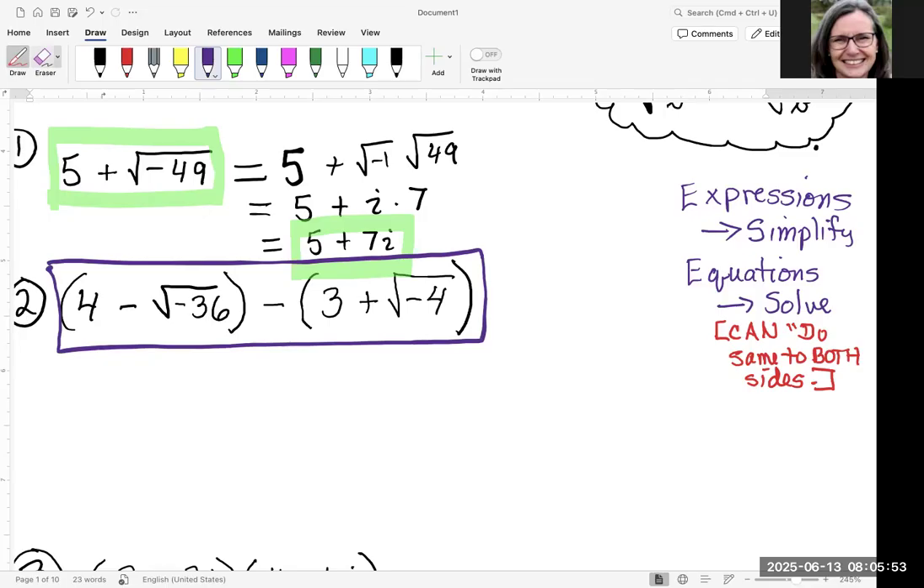Number 2, given this expression here in the purple box, I want to express this in a more simplified way. Well, we're not allowed to leave negatives under the radical. So this becomes 4 minus i times the square root of 36. Another way to approach these problems, the -4, again, as I did previously, I could rewrite this as -1 times the square root of -1 times the square root of 4. Personally, I'd rather skip this step and just write it as 2i.